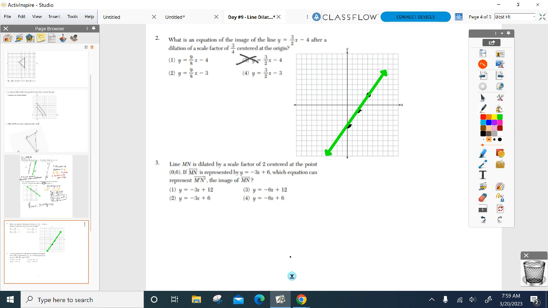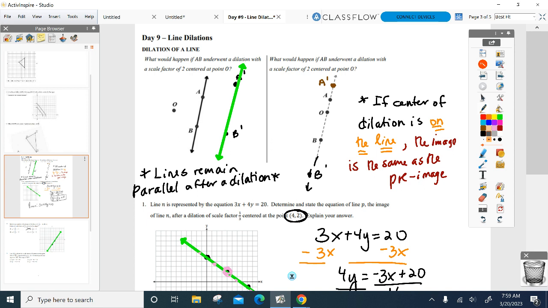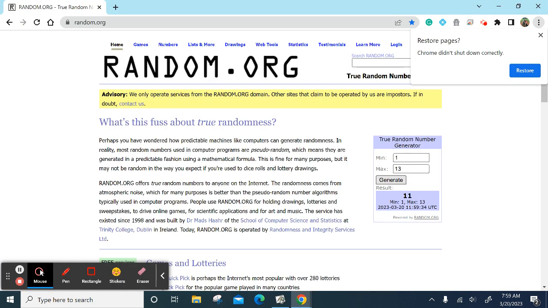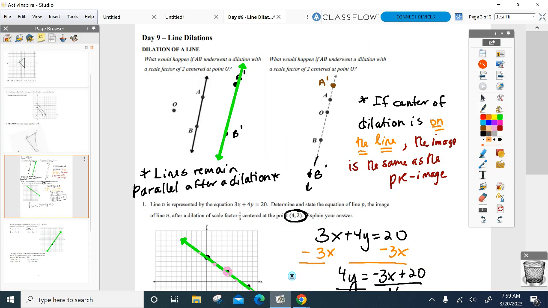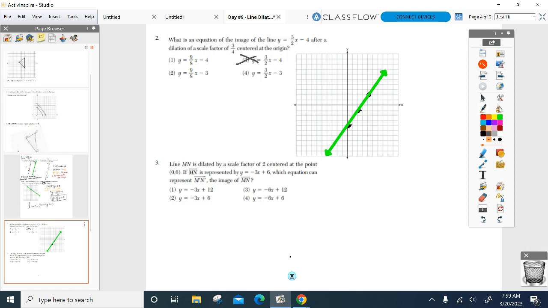All right, so how do I find the equation of the new line? Go back to the very beginning of our notes today. If I dilate around a point that's not on the line, these two lines will still be what to each other? Parallel to each other. So go back to my choices. You guys said 3 halves was the slope, so I should still have a slope of 3 halves. Parallel lines have the same slope. And I get it by process of elimination. It's going to be 4.